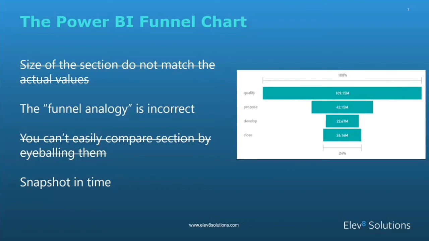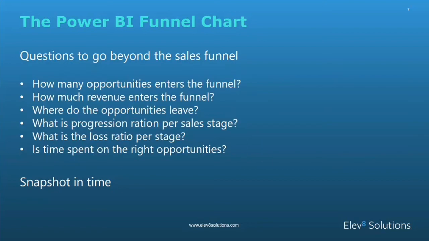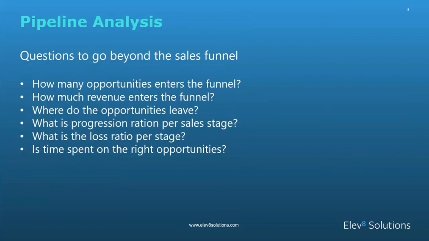So what is it we need to have a look at in order to dig a little deeper on what's going on with the sales funnel and how things are moving? Because there are some questions here that need to be answered which the traditional funnel chart doesn't. We want to look at how many opportunities actually enter the funnel, or how much revenue enters the funnel. So how many new opportunities are you getting, and what's the total value? And where do these different opportunities leave?